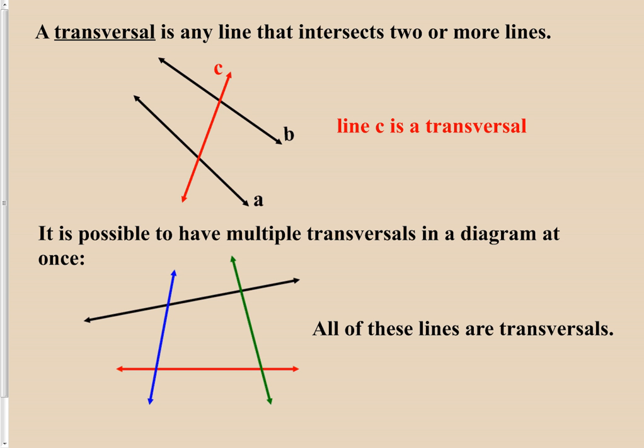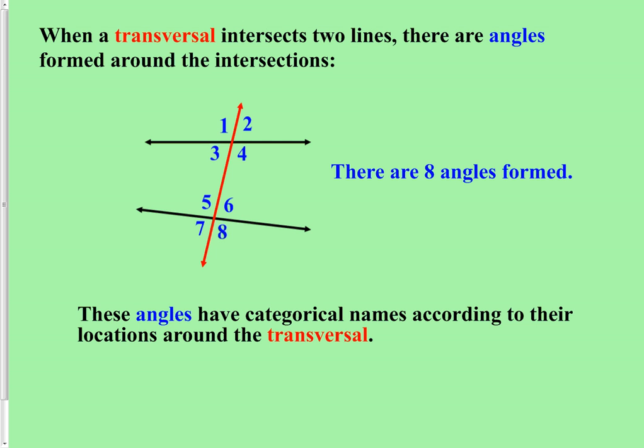Okay, now we got a definition for the word transversal. Transversal is simply a fancy word that means a line that intersects two or more lines. Hopefully you should be very familiar with that after doing the city planner project. Okay, so I gave you some examples of transversals in the diagram there, and remember that there can be more than one transversal in a diagram at one time.